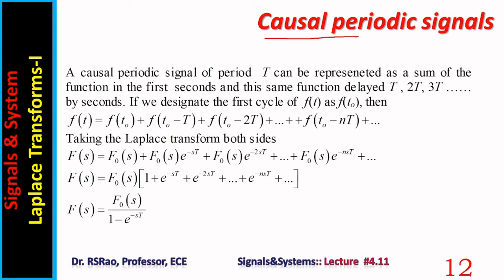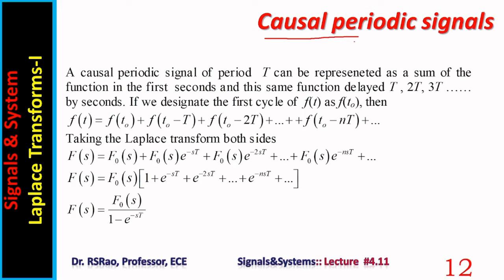What are causal periodic signals? By definition, periodic signals are signals that exhibit a certain kind of periodicity, a certain kind of repetitiveness in their nature, and they extend from minus infinity to plus infinity. Causal periodic means periodic signals, but they exist only from 0 to infinity. From 0 to minus infinity, in that range, they are 0.